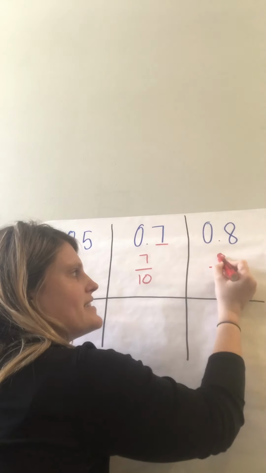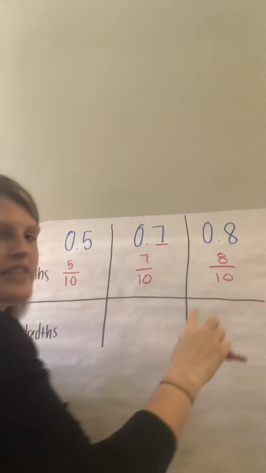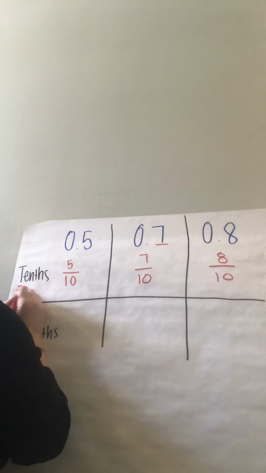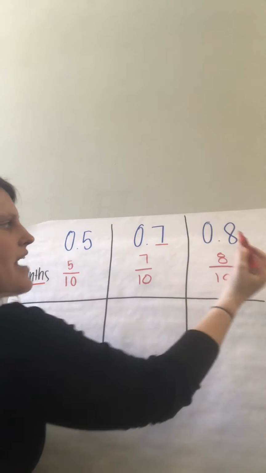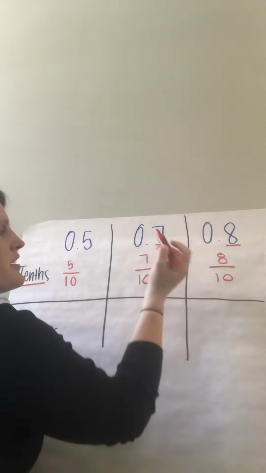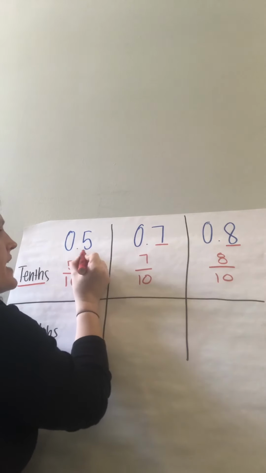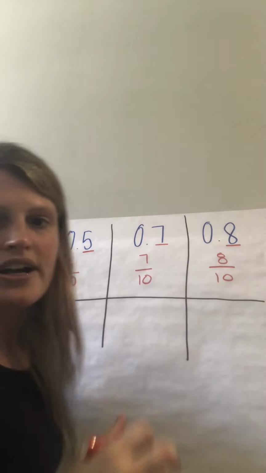If you said 8/10, give yourself a pat on the back because you were able to see that there was almost a pattern here. With tenths, I have 10 as my denominator, and then I look at the place value that comes to the right of the decimal point, and I see that's the tenths, and that becomes my numerator. Nice work.